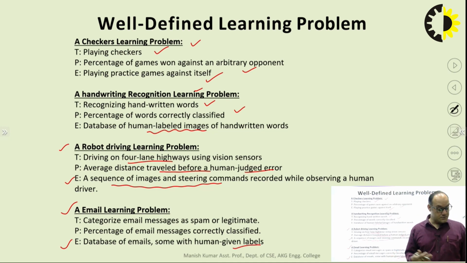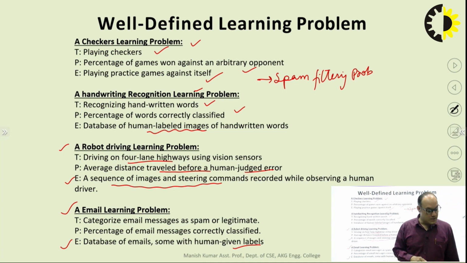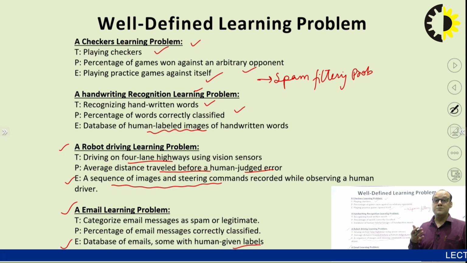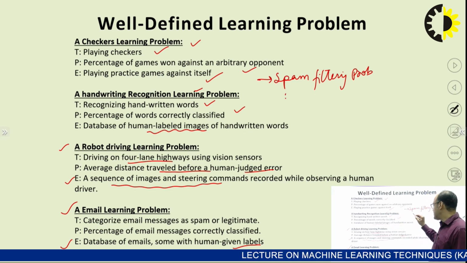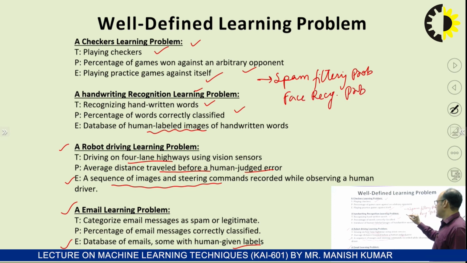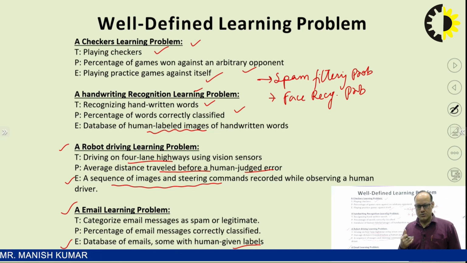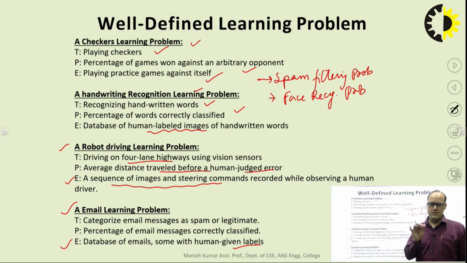There are several other problems we can discuss here also. For example, the spam filtering problem; you can also write the T, P, E of this spam filtering problem. Similarly, in speech recognition you can make the T, P, E, and the face recognition problem can also be defined. So first of all, before proceeding, we should know how to define it well. This is the basic need. Then we are going to devise a learning system.